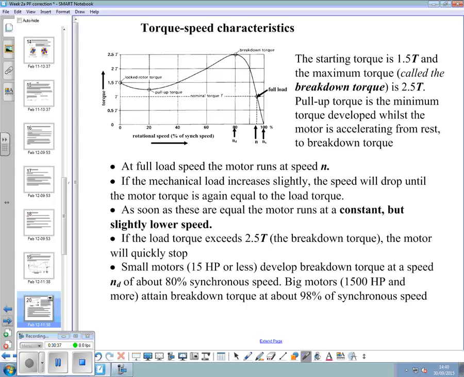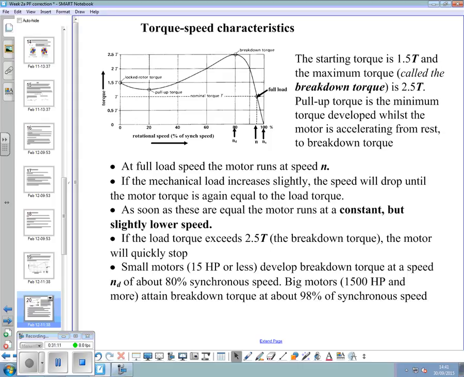The starting torque for this type of motor is 1.5 times the nominal torque. And there's something called the maximum torque, which is called the breakdown torque, at around 2.5 times T. The pull-up torque is the minimum torque developed whilst the motor is accelerating from rest to breakdown torque. And that's shown on the diagram there.